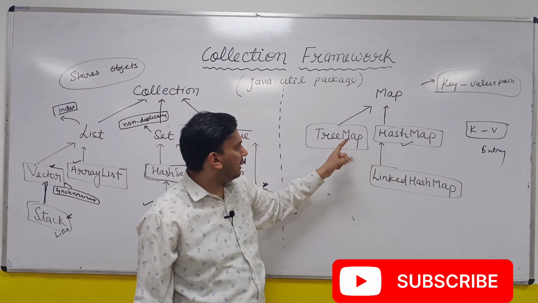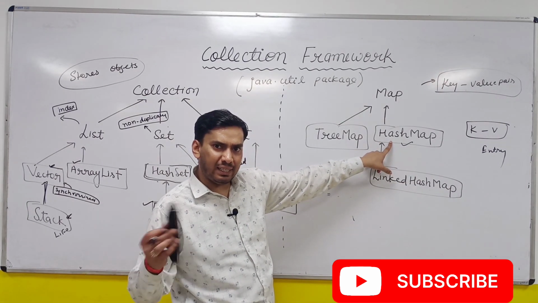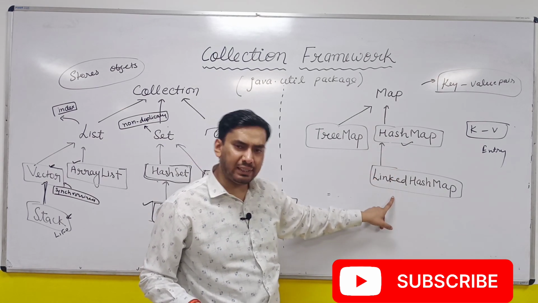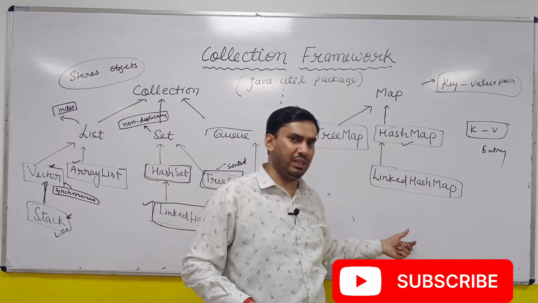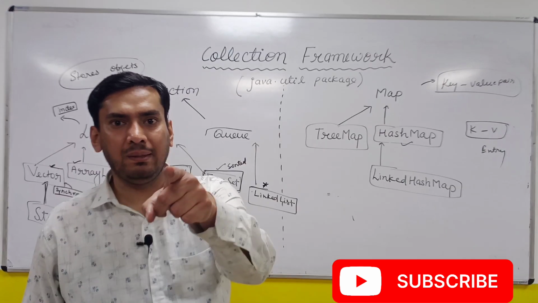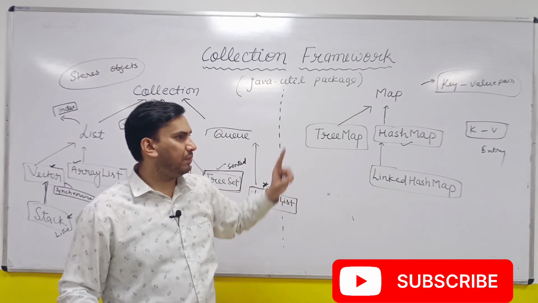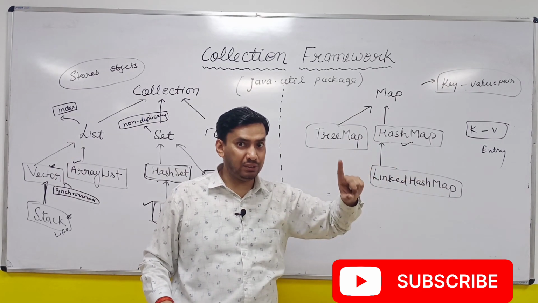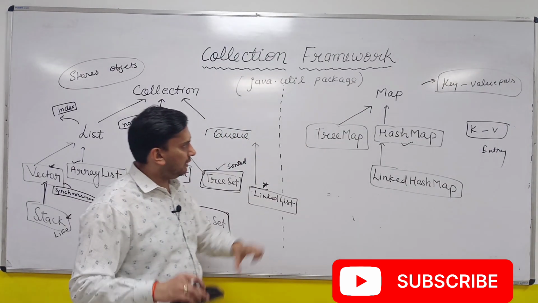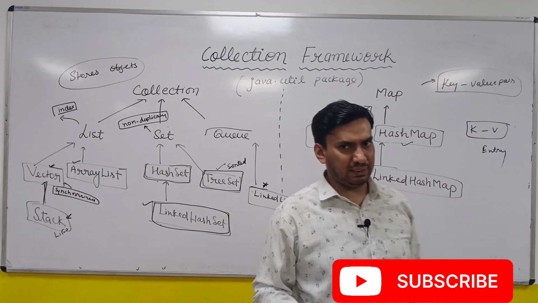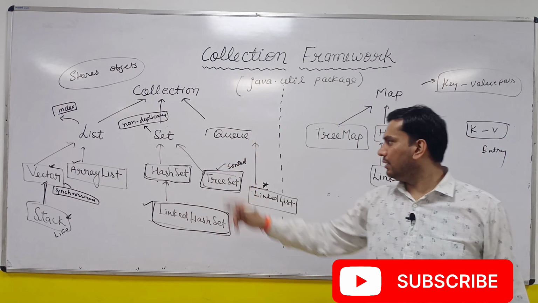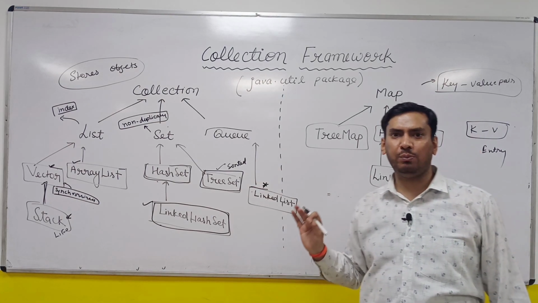So in the maps, entries are stored in hash map. You will add the entries, but it is not guaranteed that you will retrieve in the same order. Linked hash map will give you the entries in the same order in which you have added. Tree map will give you the entries in the sorted order based on the key. All those operations will be performed based on the key, not based on the value. So this is your map family, right? So I think I have explained the difference among all these classes. You should be very clear about the difference between map and collection, list and vector, then set and list. These are very popular interview questions.